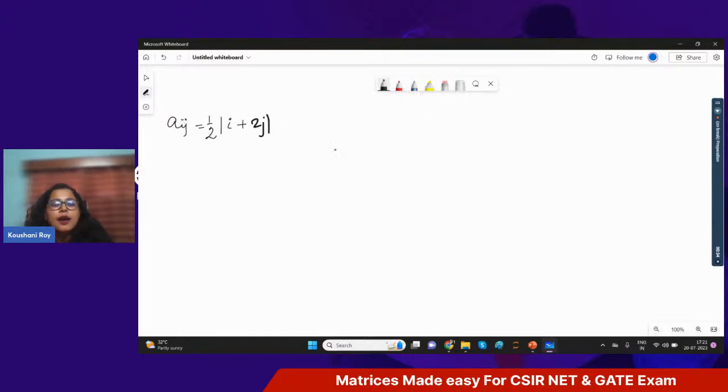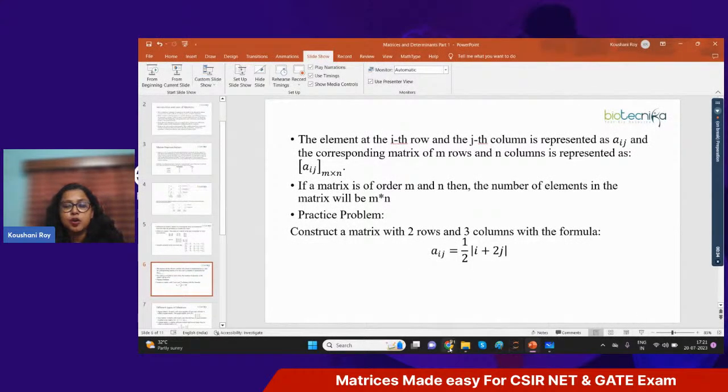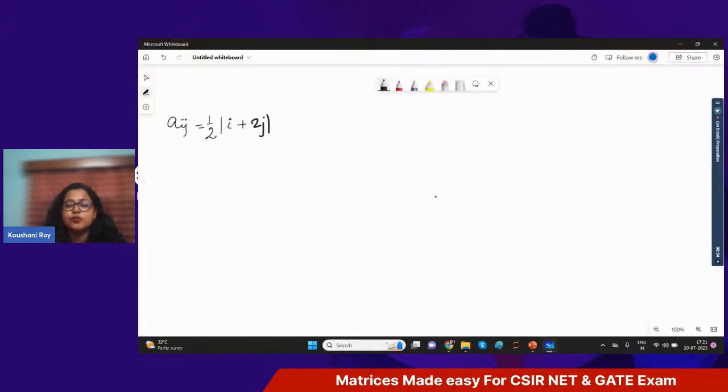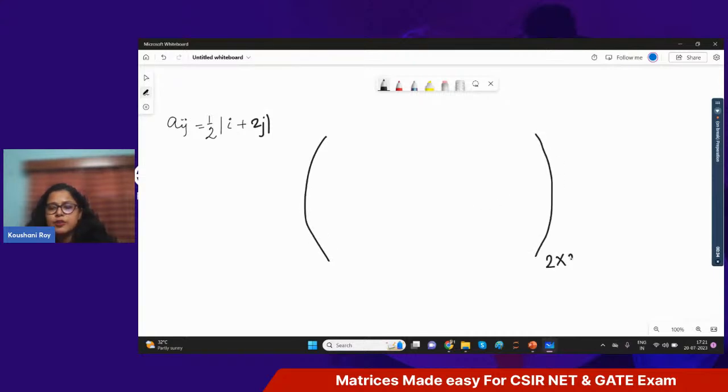Now, the order of the matrix is given. So there will be two rows and three columns. So the order that we are looking for will be 2 cross 3. Right. So let us write a matrix which is of order 2 cross 3. Now, the order 2 cross 3 means that there are two rows. So this is row number one, and this is row number two. And there will be three columns. So this is column number one, column number two, and here we can write column number three.